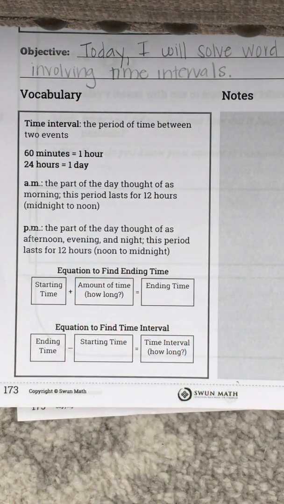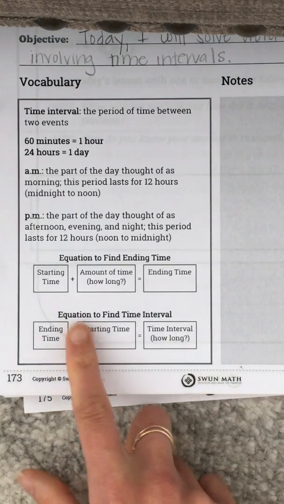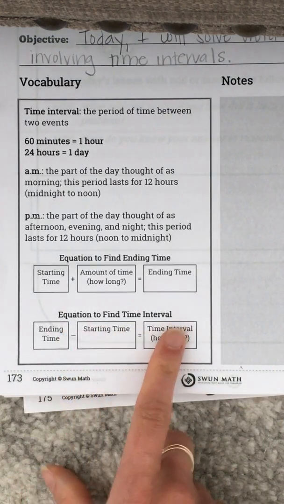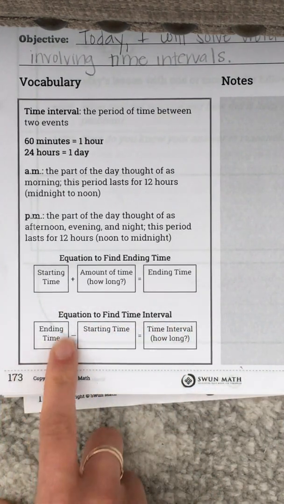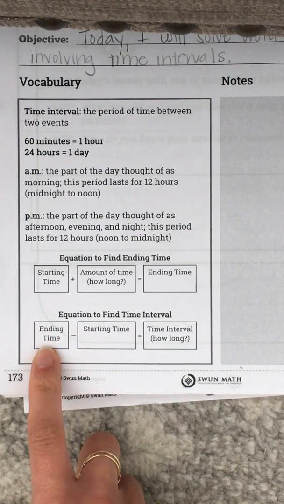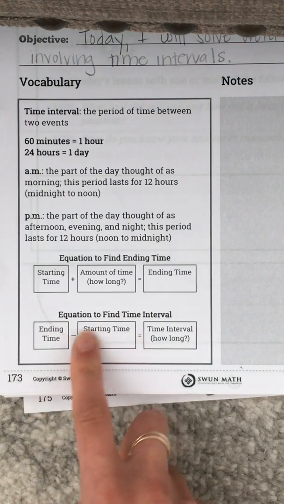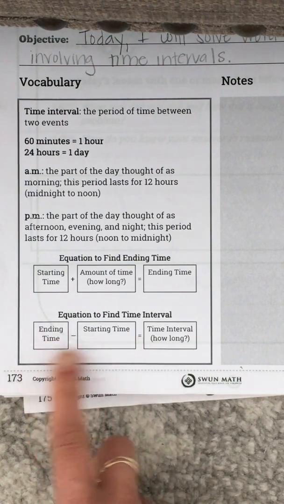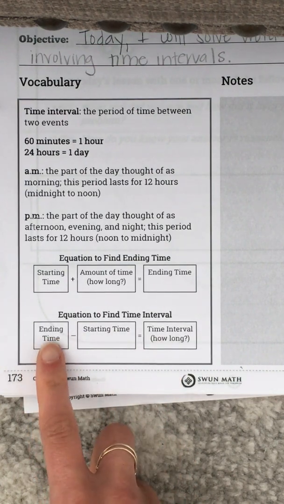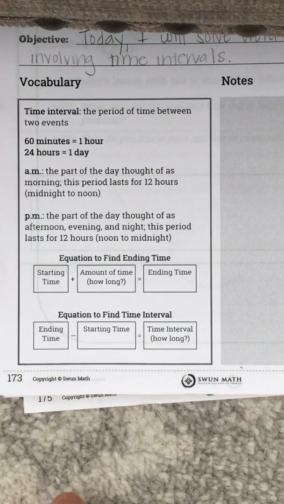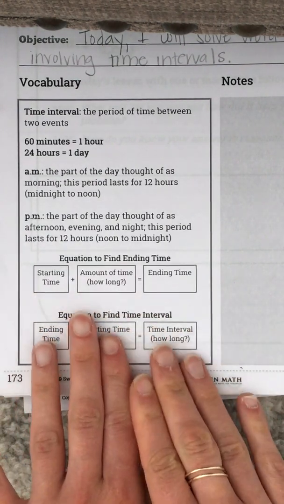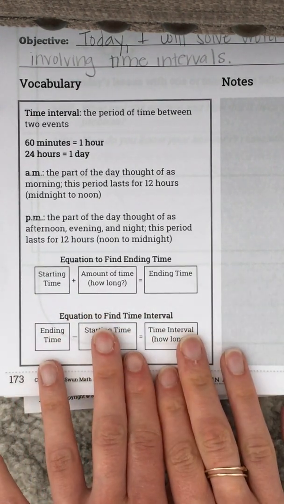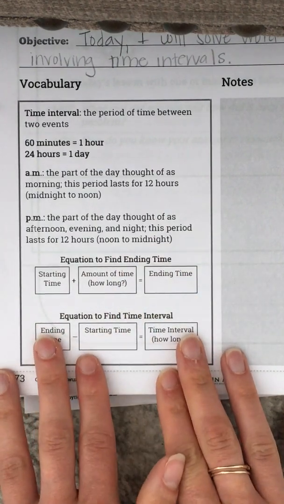in order to find the ending time, okay? And then the equation to find the time interval is your ending time, so what time something finished at, minus what time you started at, and that's how long that's going to take. That's the difference. That's that interval of time between your ending time and your starting time, okay? So we're going to go over this in a minute, so it will make a lot more sense when you actually see it when we have a word problem.